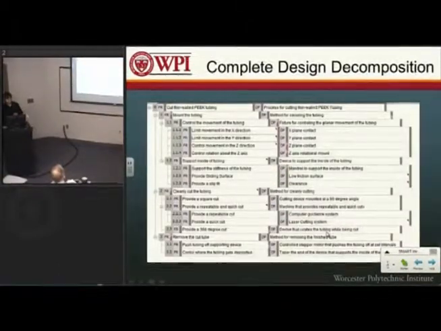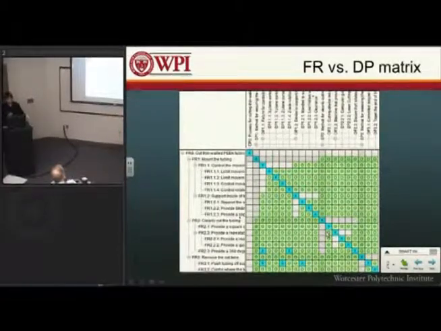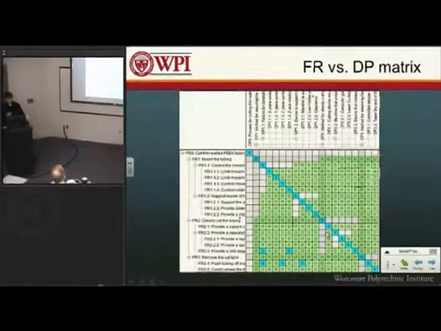Here's our complete decomposition with all the different breakdowns. And for our FR versus DP matrix, comparing them, we realized there were a few occurrences where they happened, and that was at our FR 2.3 and our FR 3.1, just instances where we were controlling the motion of the tubing and what the mandrel and the stepper motor were doing with the device.